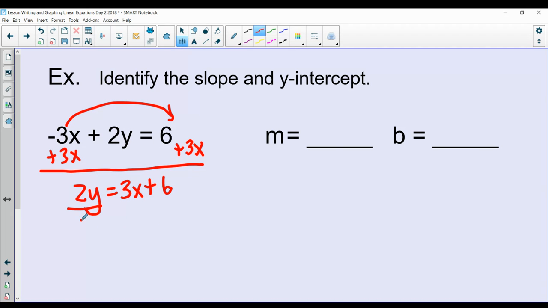Now I need to divide by 2, and I have to divide everything by 2. And then I'm going to simplify. Well, 3 divided by 2 does not simplify. I want to keep it as a fraction because that represents rise over run. 6 over 2 does simplify, and that's 3. So now we can determine our slope and y-intercept. The slope is the number in front of x, so that's 3/2, and b is just 3.